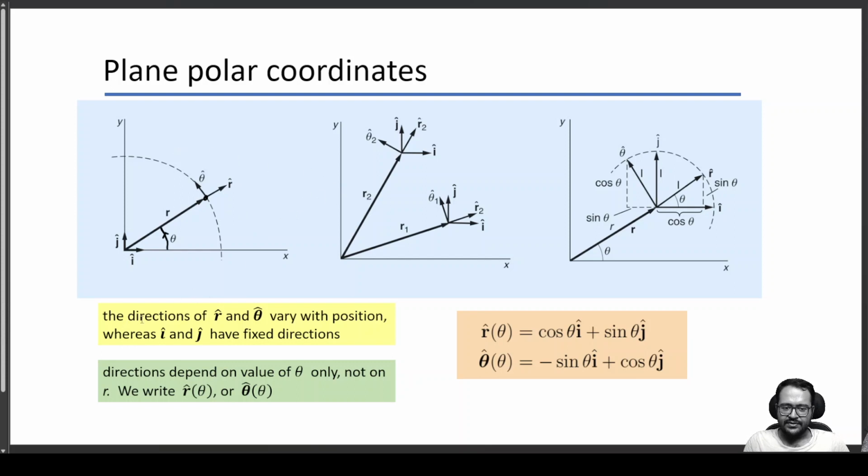So the main important point is that the directions of r cap and theta cap vary with position, whereas i cap and j cap have fixed directions. Please understand, if you have one point here, its r and theta directions will be there. There is a printing mistake there. So this is r1, this is theta 1. Here this is r2 and this is theta 2. The angle between r hat and theta hat is always 90 degrees. Your i and j are always fixed, but as you see, your r hat and theta hat change. So the direction depends on the value of theta only, not on r.